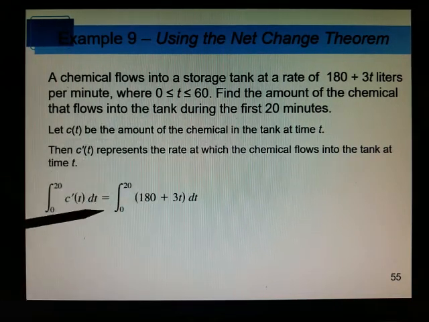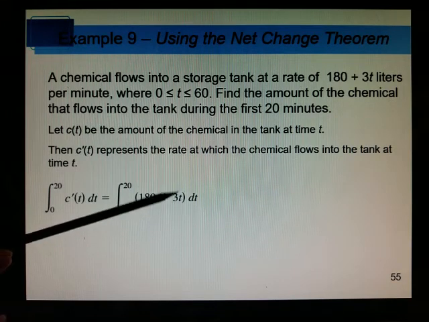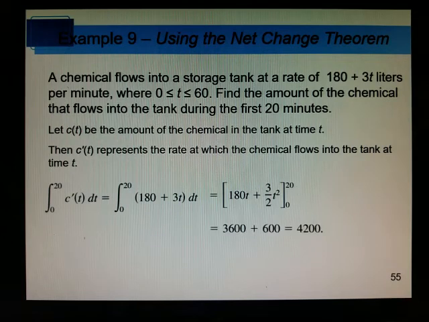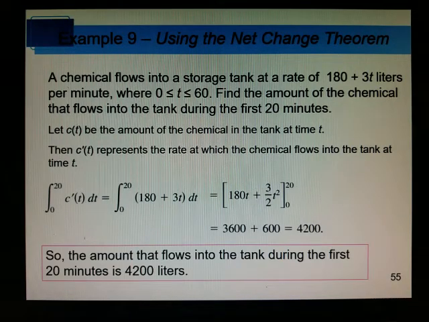So therefore, I integrate. That means this is going to be 180t plus 3t squared divided by 2. Plug in 20, minus when you plug in 0. So therefore, there were 4,200 liters in the tank during the first 20 minutes.